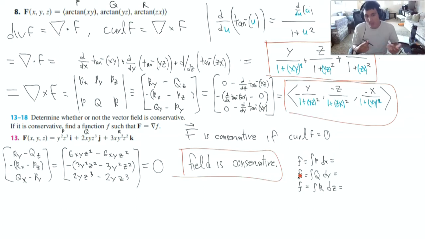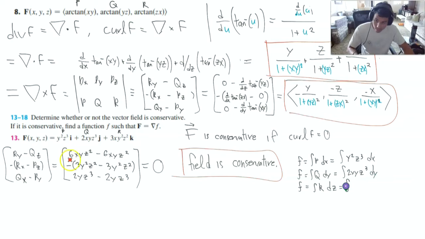So it's just kind of like the reverse thing now. Instead of taking derivatives with respect to different differentials, now you're just straight up lining it up. So P will always go with dx, then you integrate it to find f. Q will always go with dy. R will always go with dz. That's just an easy way to remember it. Okay, so P is right here. I'll write it down: y squared z cubed dx, then 2xyz cubed dy, and 3xy squared z squared dz.